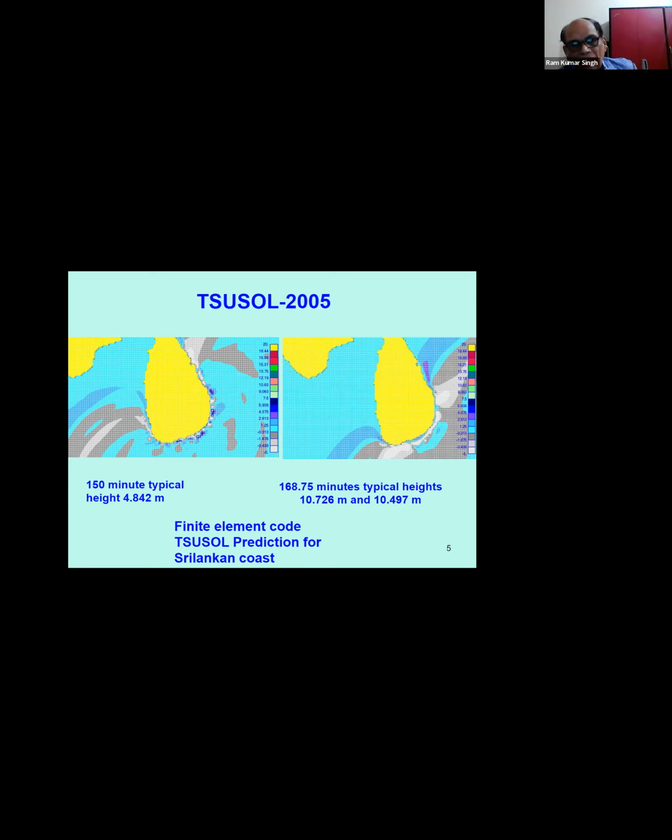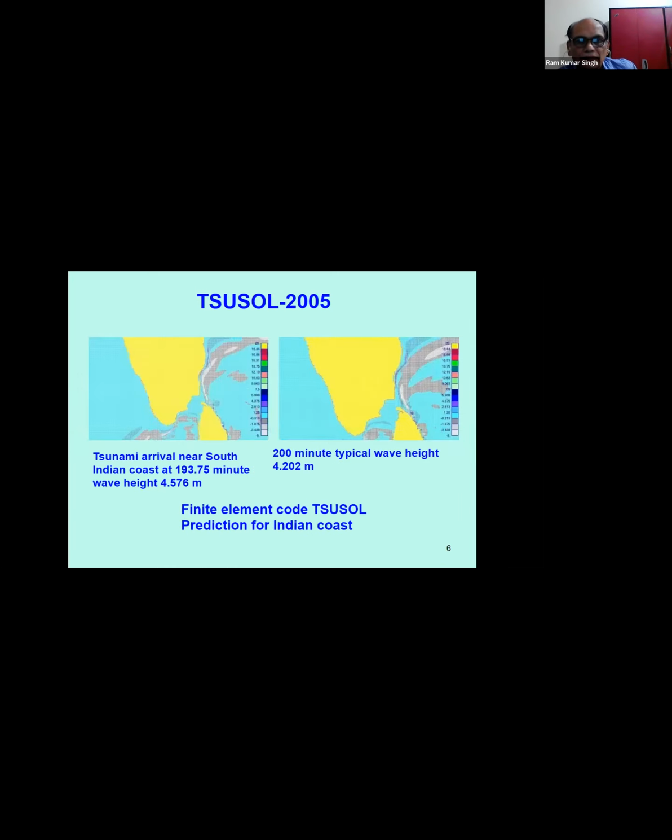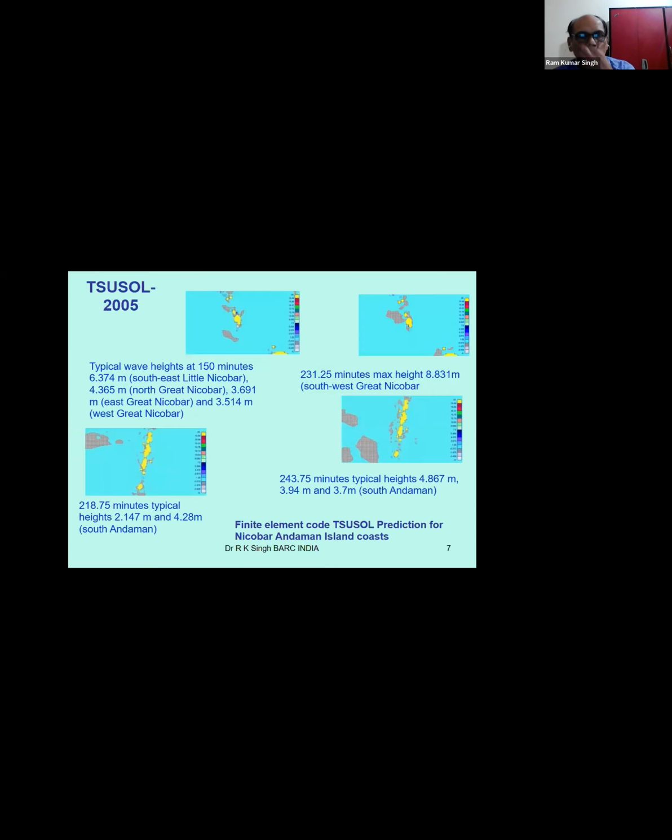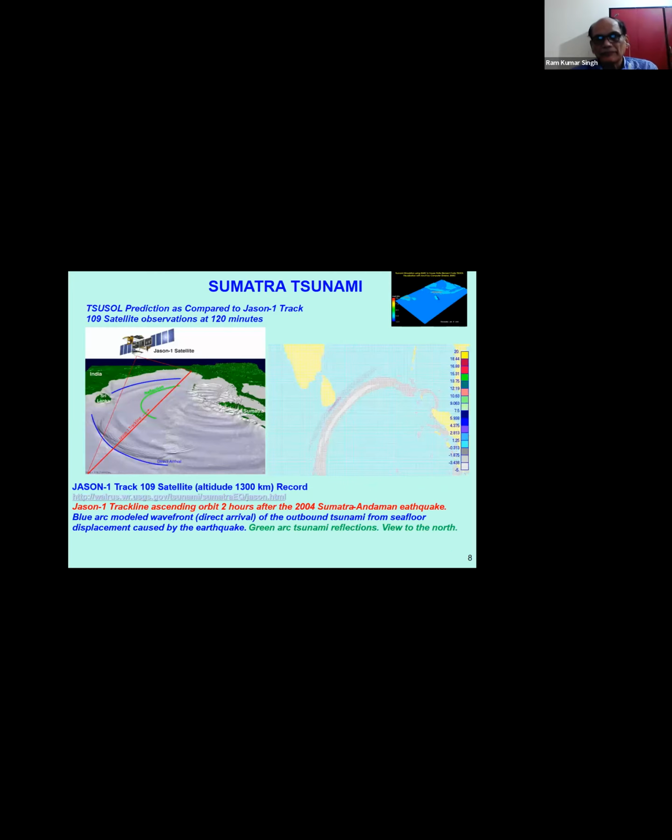So we could predict this arrival time and the wave height at different locations like the Sri Lankan coast or the South Indian coast effectively, in comparison with the reported studies. Then in the model, we also had small islands like Andaman and Nicobar, and there also we could predict the tsunami wave height and the arrival time in agreement with the data. These were given to the IMD and the Ministry of Earth Science for considering the warning system.